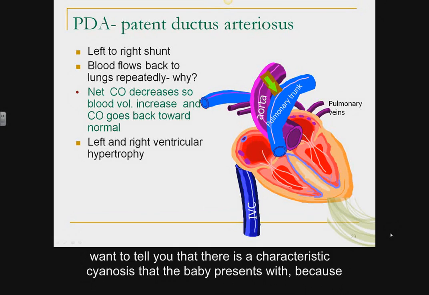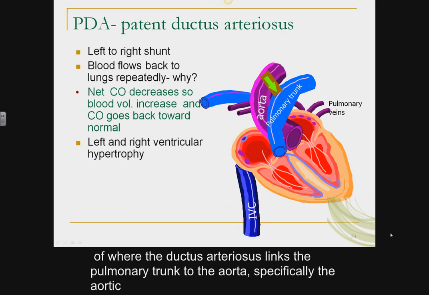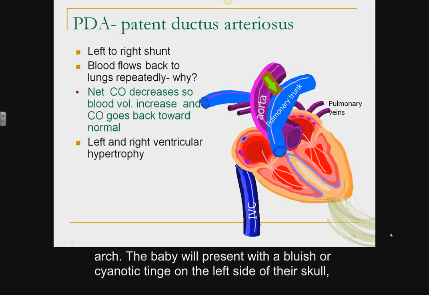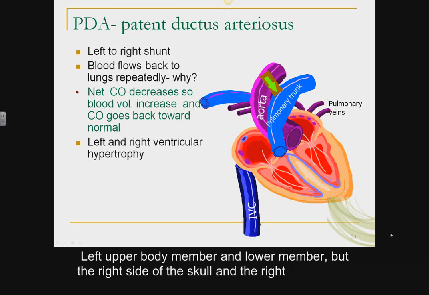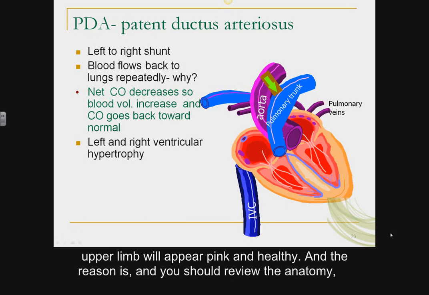As an end bullet, I want to tell you that there is a characteristic cyanosis that the baby presents with, because of where the ductus arteriosus links from the pulmonary trunk to the aorta, specifically along the aortic arch. The baby will present with a bluish or cyanotic tinge on the left side of their skull, left upper body member, and lower member. But the right side of the skull and the right upper limb will appear pink and healthy.